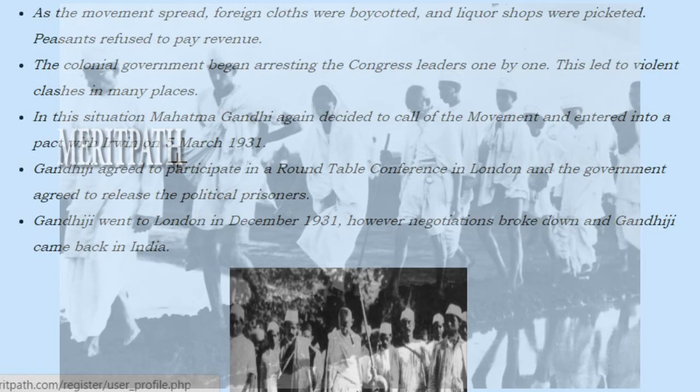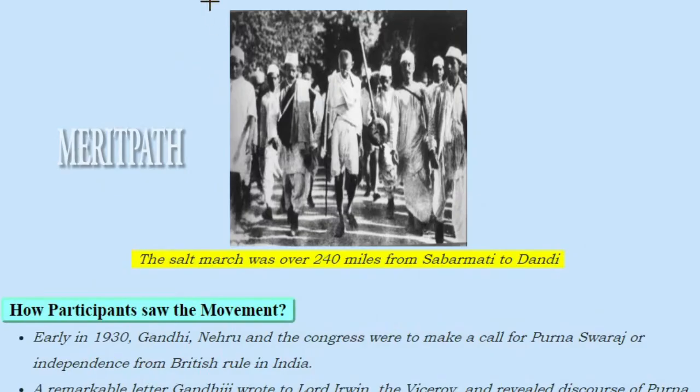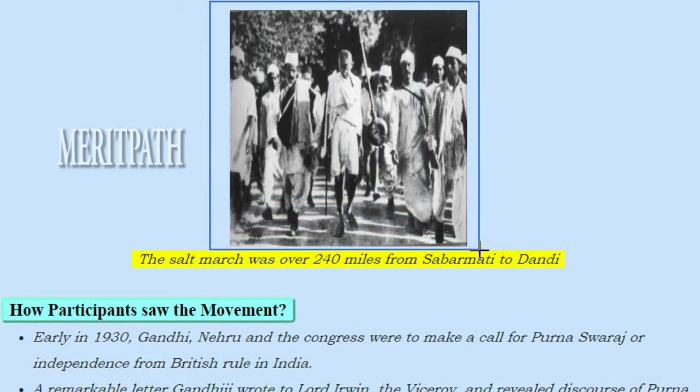In this situation, Mahatma Gandhi again decided to call off the movement and entered into a pact with Irwin on 5th March 1931. Gandhiji agreed to participate in the Round Table Conference in London, and the government agreed to release the political prisoners. Gandhiji went to London in December 1931. However, negotiations broke down and Gandhiji came back to India. The incredible Salt March was over 250 miles from Sabarmati to Dandi.